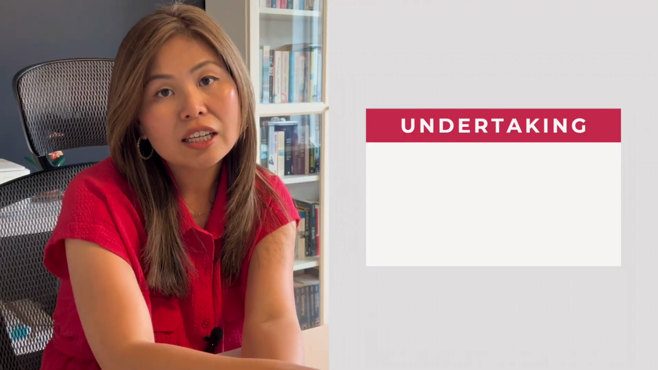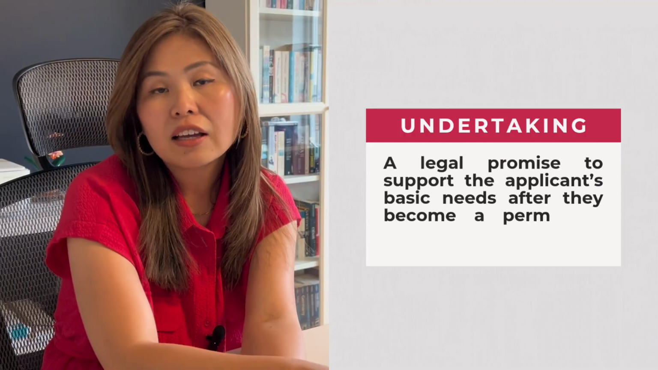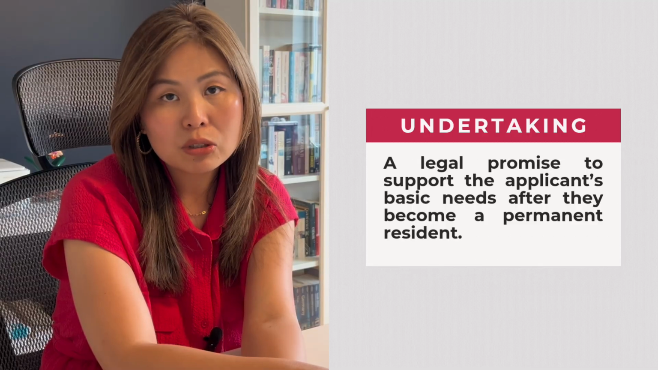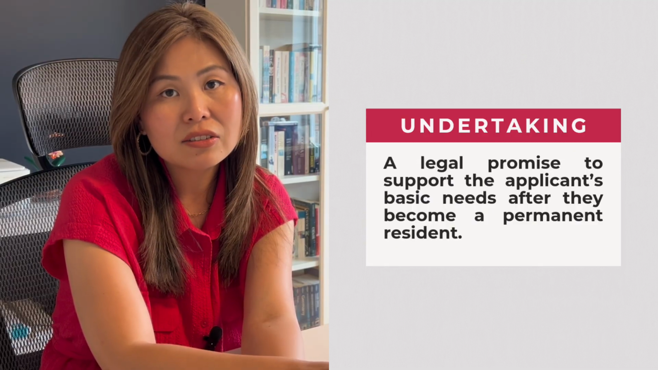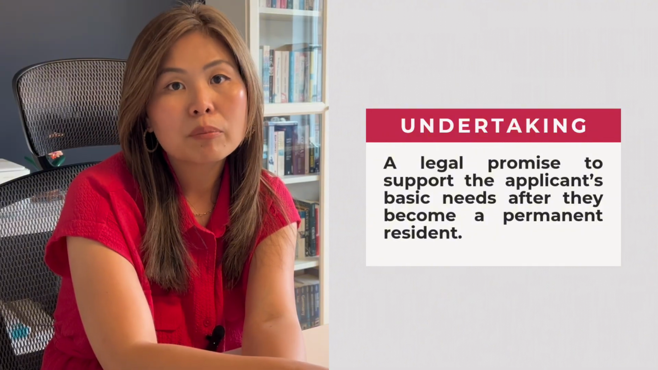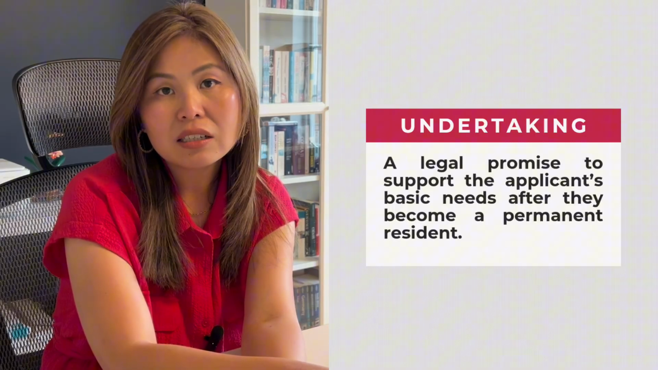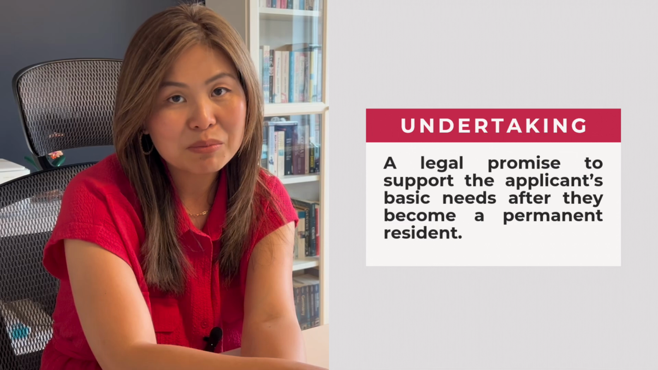We have taken a look at the eligibility requirements for the applicant. Now we take a look at the eligibility requirements for a sponsor. The first thing the sponsor needs to agree to is the undertaking. The undertaking is like a promise that you are going to be able to support your applicant's basic needs for the duration they are permanent residents. This takes effect the day the applicant becomes PR.